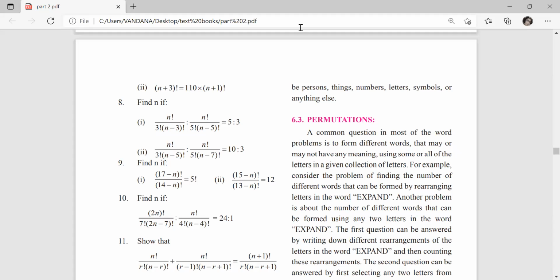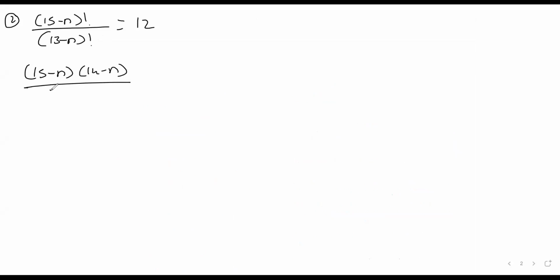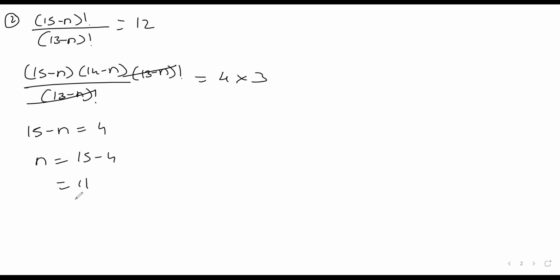Question number 9, second sum is also the same. 15 minus n factorial upon 13 minus n factorial is equal to 12. So it is 15 minus n, 14 minus n upon 13 minus n factorial. Here also it is 13 minus n factorial is equal to 12. 12 can be written as 4 into 3. I can say 15 minus n is equal to 4. N is equal to 15 minus 4, that is 11.